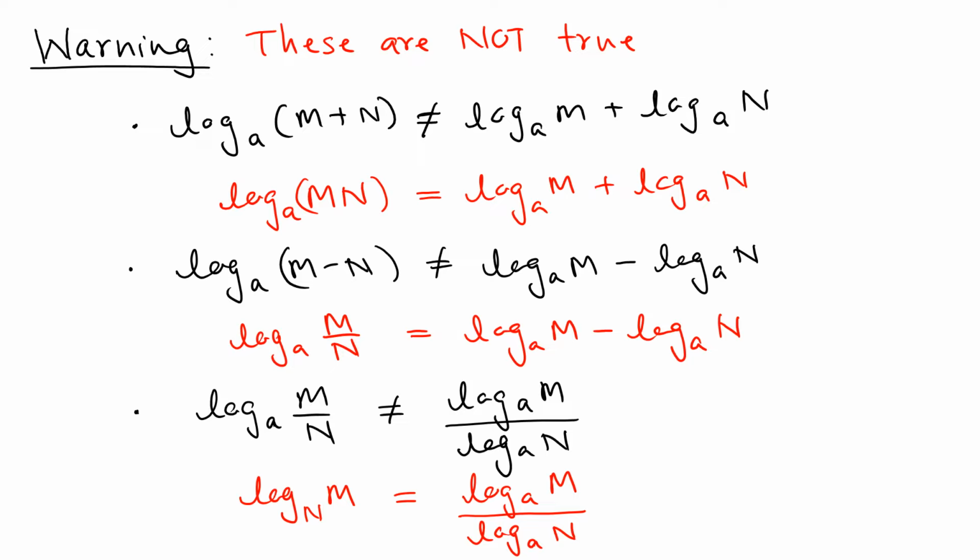And also, if you have a quotient of logs, it doesn't equal the log of the quotient. What we have is the base change formula. So if you have two numbers m and n, you can pick any base a and write this as log_a m over log_a n. So that is the warning, because you have to make sure that you understand these, because none of them are true when you solve problems.